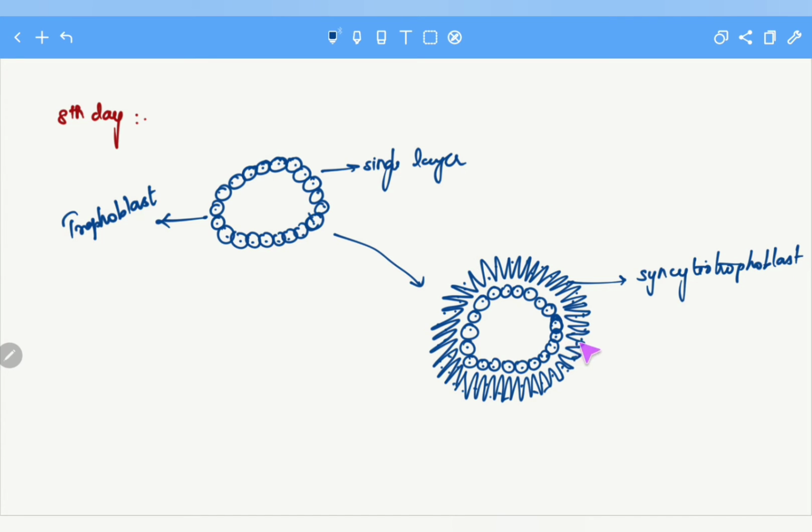In the inner layer, each and every cell has a clear-cut definite shape and cell membrane and their own nucleus, so they are called cyto, meaning cell. The cells are properly arranged and have the definite characteristics a cell must have. Since they are derived from the trophoblast, they are called cytotrophoblast.